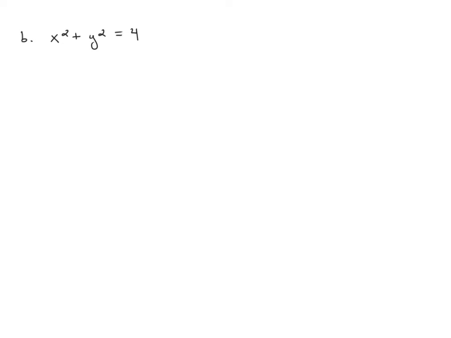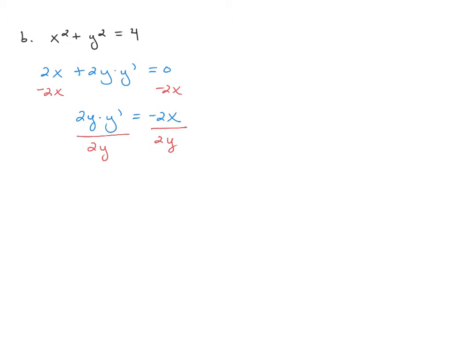For part B, same idea. Let's find the derivative implicitly. So we get 2x plus 2y times y prime is equal to 0. I'll subtract 2x from both sides. And we get that 2y times y prime is equal to negative 2x. I will then divide both sides by 2y. And we get that, let's see, y prime is equal to negative x over y. And this is the derivative.